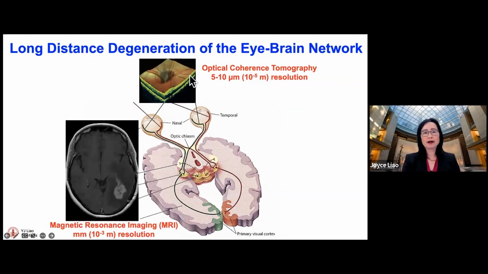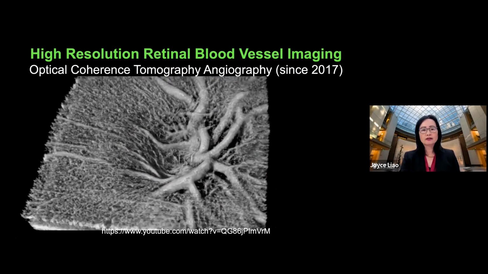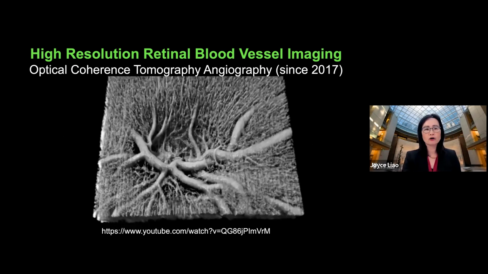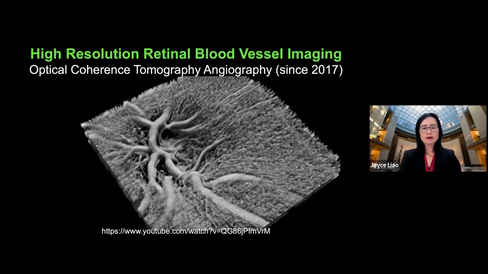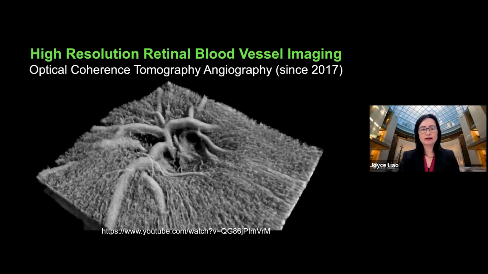To image this pathway, we can use OCT to image in high resolution, essentially nearly 10 to the minus 6 meter resolution, or we can use an MRI to image the brain itself, which is at millimeter resolution. Now we can use another modality of optical coherence tomography called OCT angiography in order to analyze the blood vessels inside the eye.